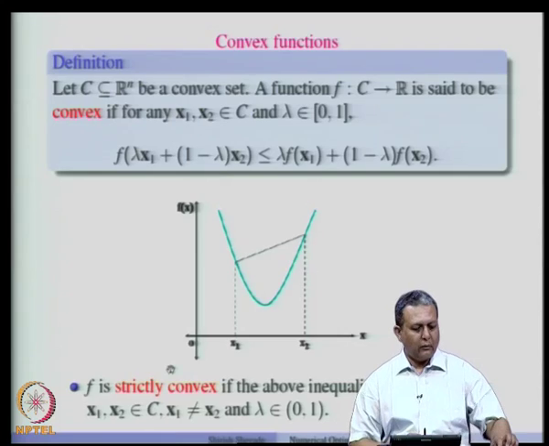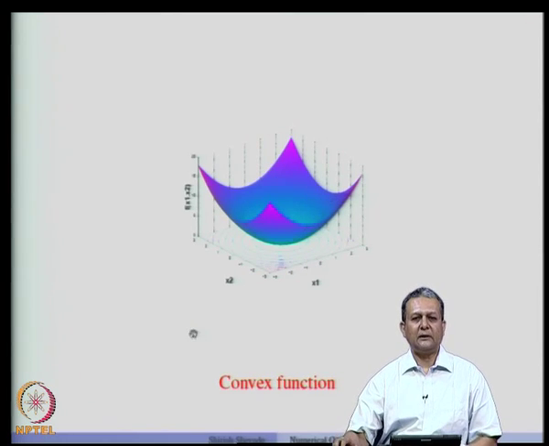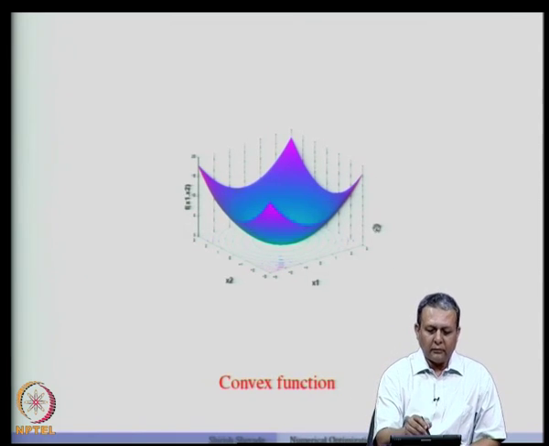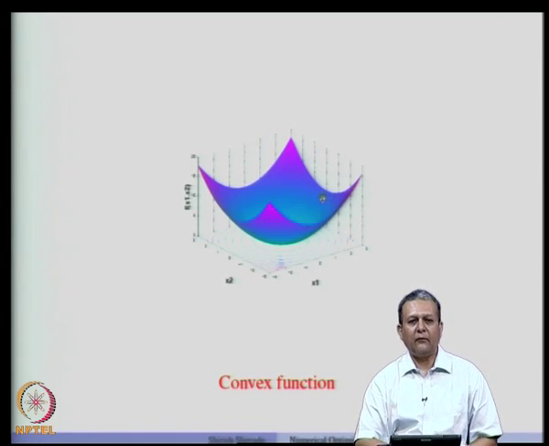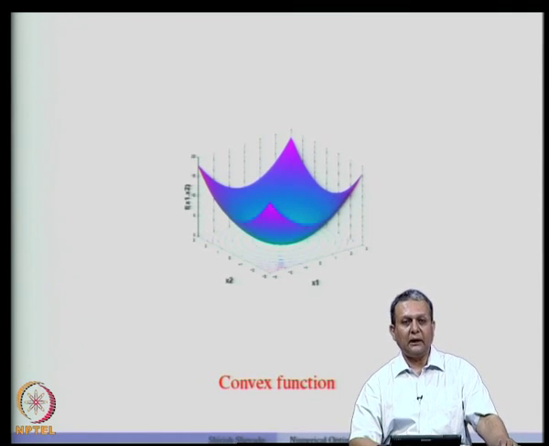Okay. So, now let us look at some examples. This is a function in 2 variables. You will see that it has a nice cup-shaped surface, and such a function is a convex function, because if you take any 2 points on the graph of this function and take a chord joining those 2 points, that chord always lies either on or above the function. In fact, in this case the function is strictly convex.